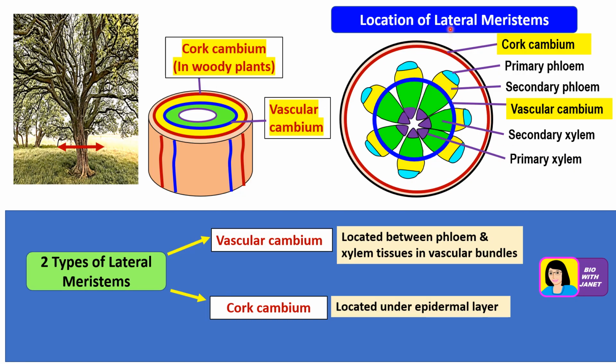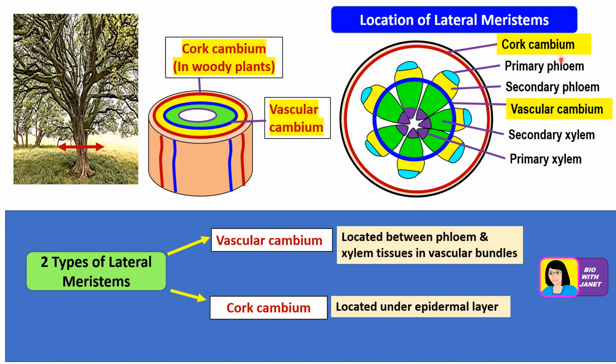The location of the lateral meristems. If you cut through the stem of a tree, you will find that there are two tissues that form rings inside the tree. The first one is the cork cambium, which is the outer ring, and the second one is the vascular cambium, which is the inner ring here. Both these tissues are meristematic tissues. They're called the lateral meristems because they cause the stem to thicken, and there is sort of sideways growth, lateral growth.